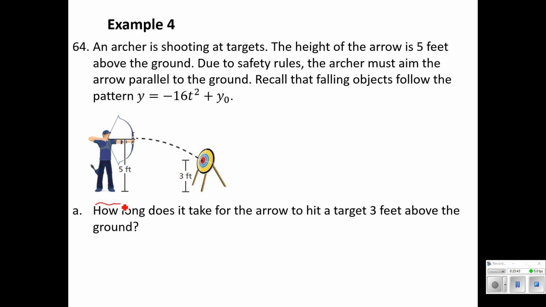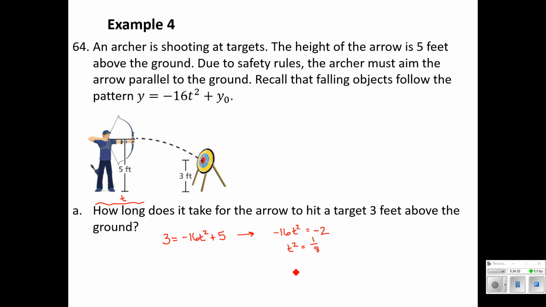So we're trying to answer how long. That means we're trying to find t. And if the target is 3 feet above the ground, that means the arrow's final height is 3. Negative 16t squared, and its initial height was 5 feet. So now we're just solving for t. This looks like a pretty simple process here. So I've got negative 16t squared equals, if I subtracted 5 from both sides, negative 2. That means t squared equals negative 2 divided by negative 16, 1/8.